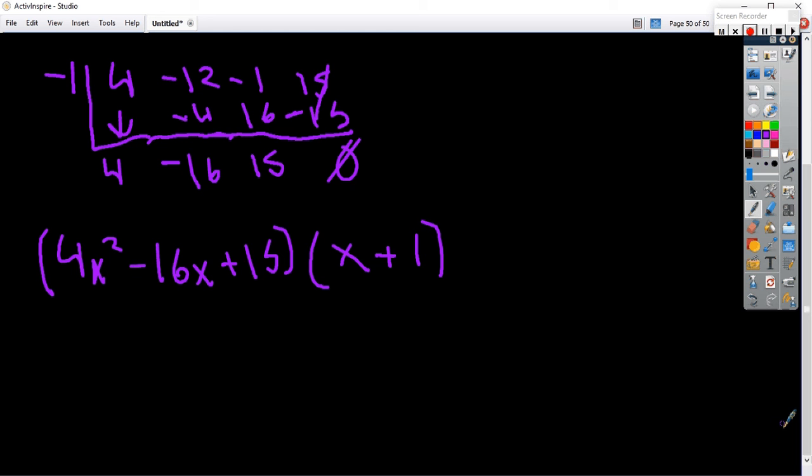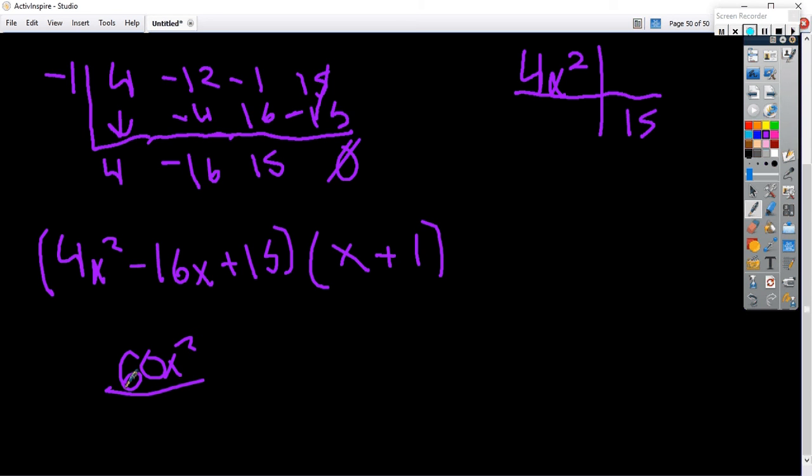We can't reduce. Okay, so it's 15. So that'll be 60. Yep, 60. Sorry, 60x squared. All right, so we need negative 16. Y'all find that. 6 and 10. It's not going to matter if one of them doesn't have to be negative, because they're both going to be negative anyways. 6 and 10. So now we put 10x, 6x.